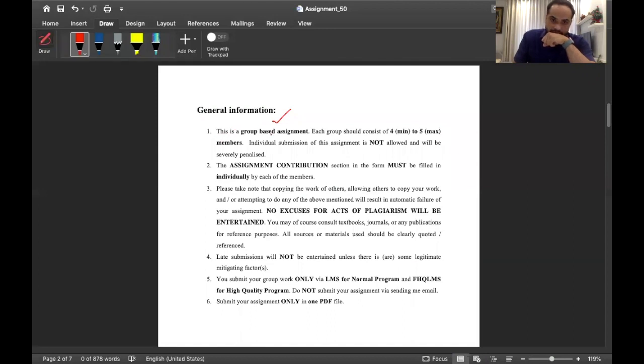So of course, it's a group assignment, right? It's not an individual assignment, it's a group. You already sent me your group members through your class monitor, right? This could be 4, 5, or some groups maybe have 3 members, so 3 to 5 members, that's not a problem. The important thing is that individual submission of these assignments is not allowed, all right? Remember, if you are in a group, it is one assignment, no matter whether you have 3, 4, or 5 members.